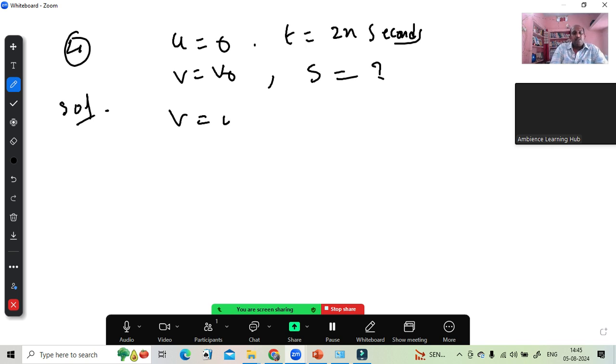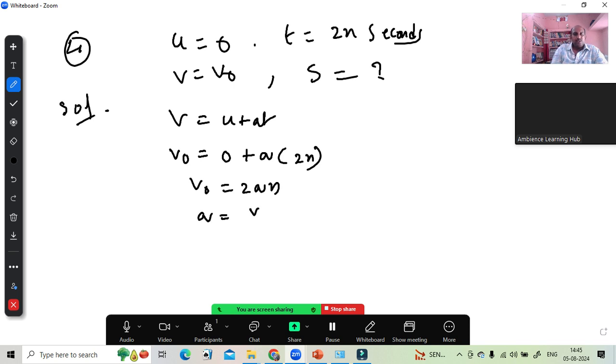We have v is equal to u plus at. u is equal to 0. So substituting all the details, we have v naught is equal to 0 plus a into time, which is 2n seconds. So v naught is equal to 2an, and a is equal to v naught by 2n. Let this be equation 1.